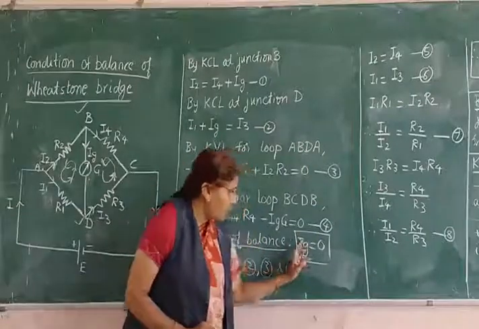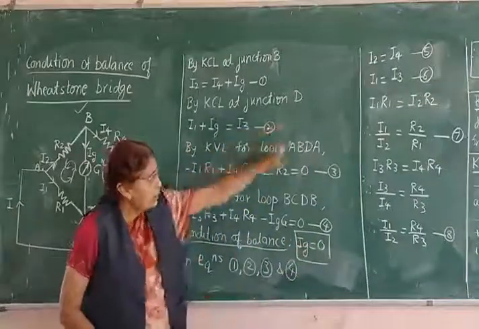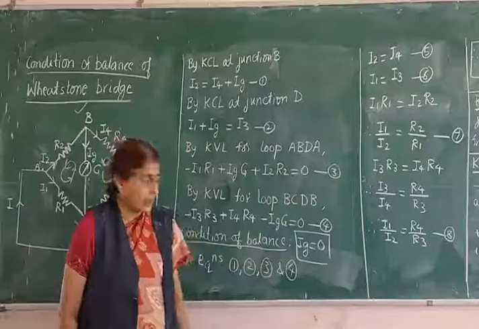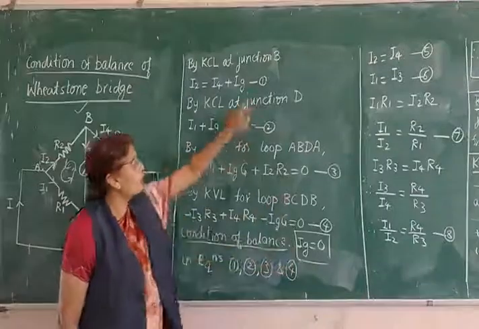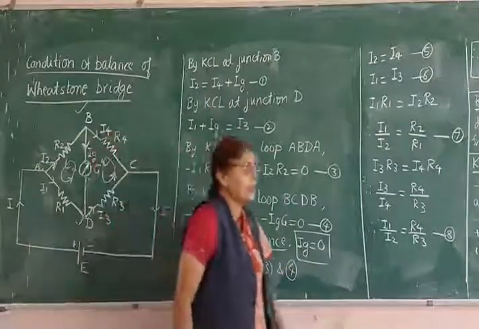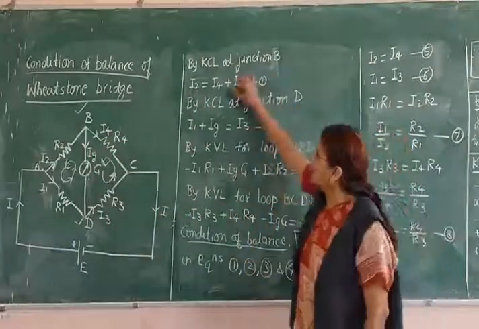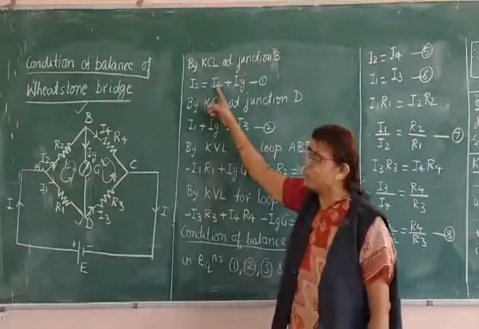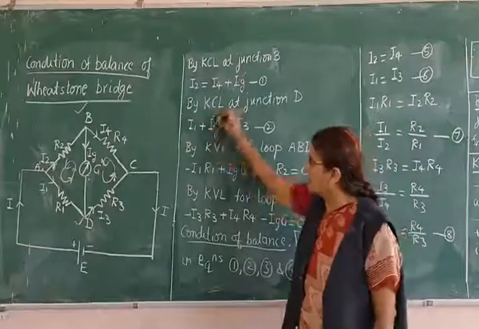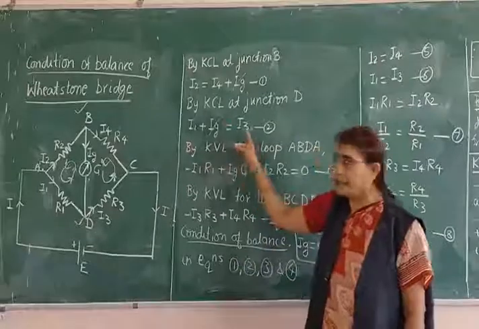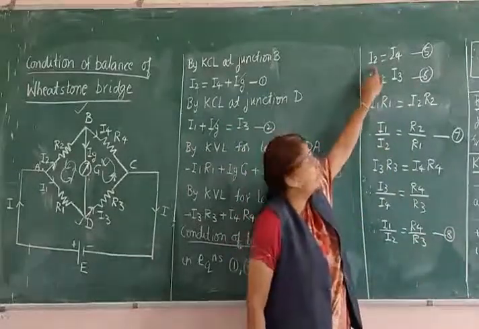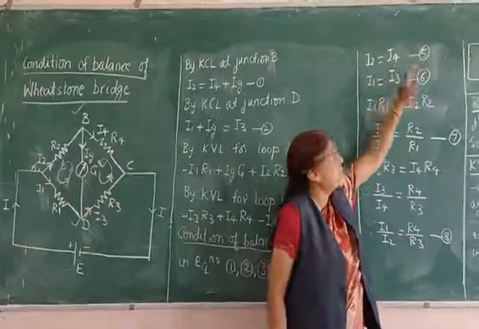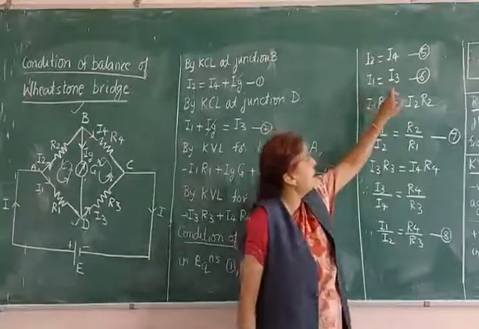So let us now put Ig equals to 0 in all the 4 equations and find out what comes out of it. I am putting Ig equals to 0 in 1, 2, 3 and 4. This is very simple. In the first, this term gets cancelled, and you are left with I2 equals to I4. Put Ig equals to 0 in the next, and you are left with I1 equals to I3. I will call these equations 5 and 6.